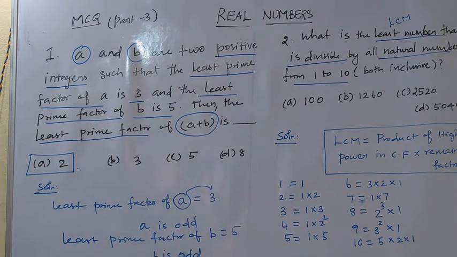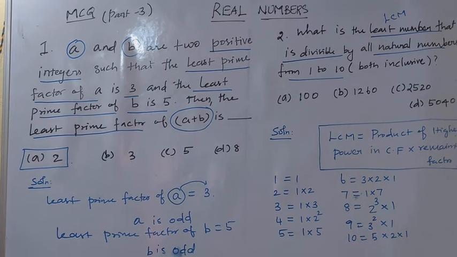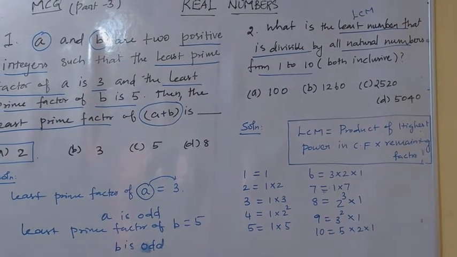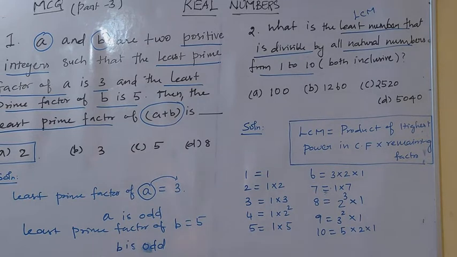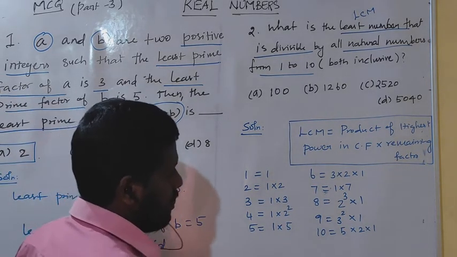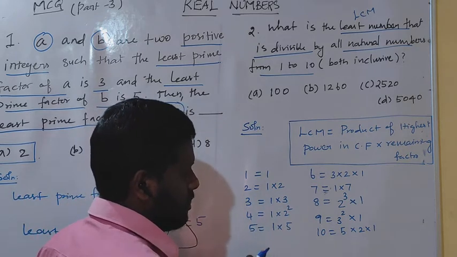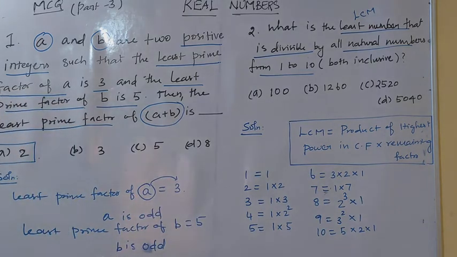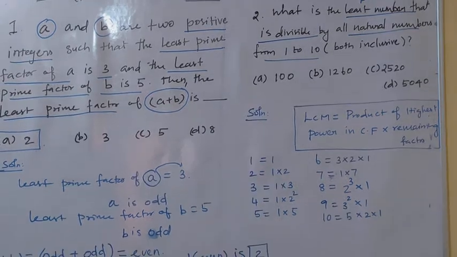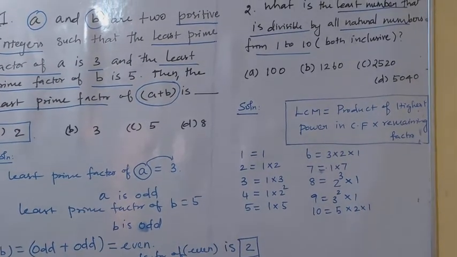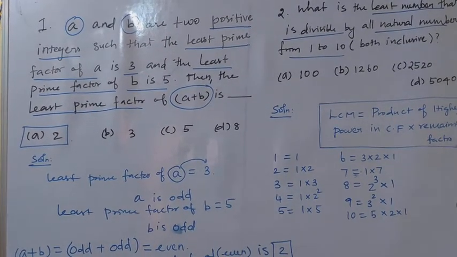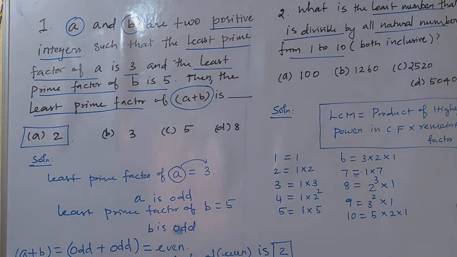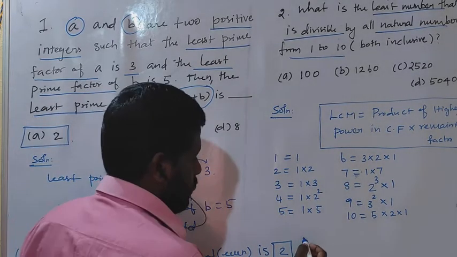Because I said that we should take the highest power in the common factor into the remaining factors. So which is common, I am seeing. Here 1 is common for all the terms. Therefore, 1 is common for all the terms. Then I have put the rule: highest power in common factor into the remaining factor. I just said that you have to multiply all the remaining factors. That is very important.